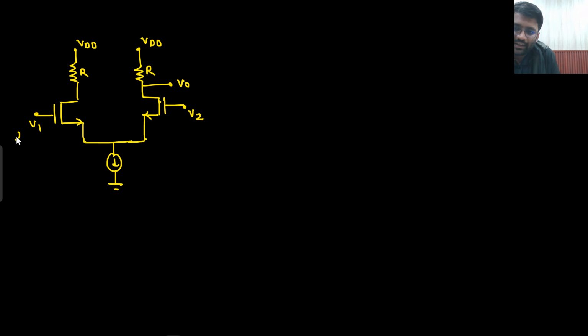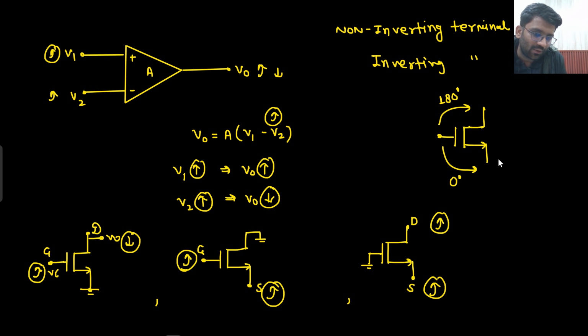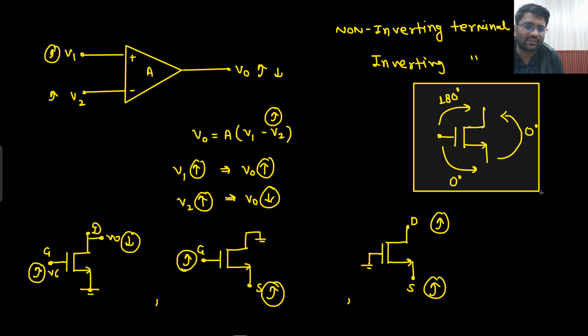If I say if V1 increases, from here to here I am going, from here to here I am going. So if I just make one circuitry so that you guys can remember it: if you go from here to here, what is the phase shift? 180-degree phase shift. When you go from here to here, what is the phase shift? 0 degree. And from here to here? 0 degree. I am putting this in a box so that you guys remember this diagram.